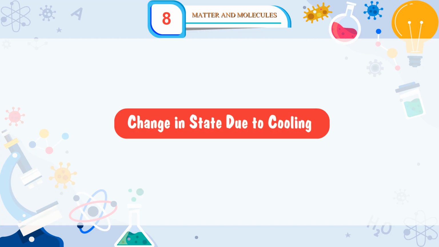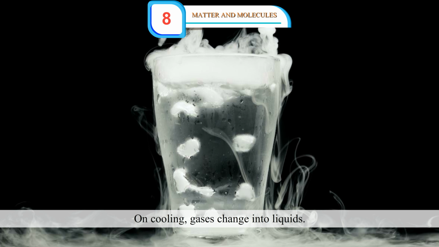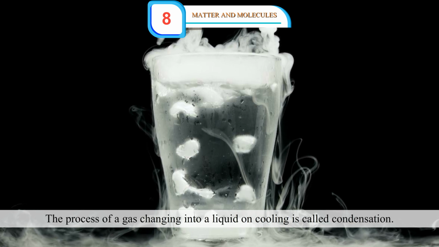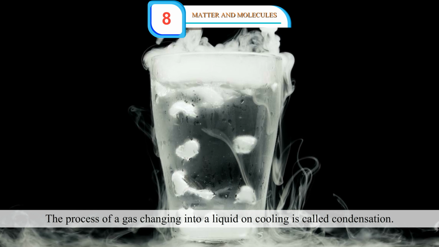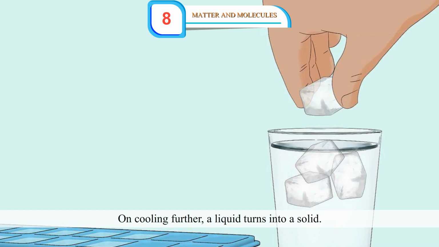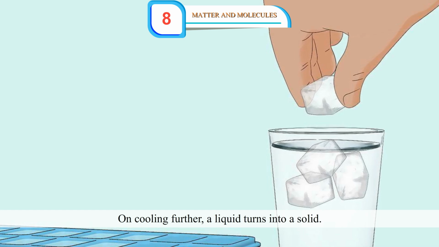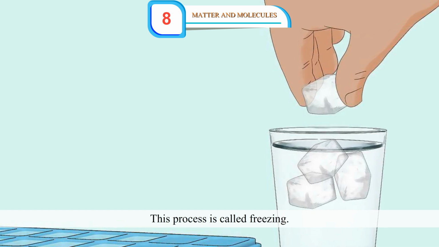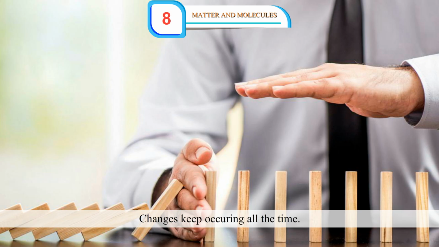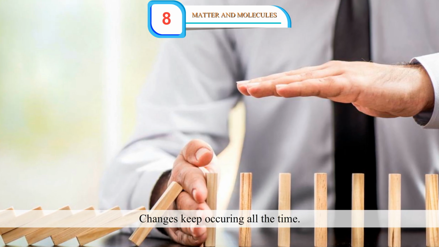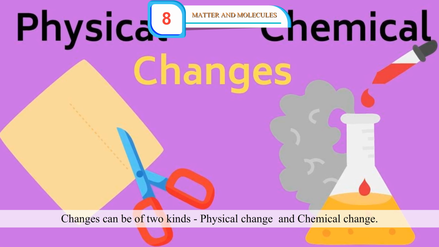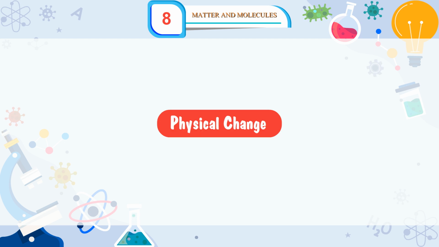Change in state due to cooling. On cooling, gases change into liquids. The process of a gas changing into a liquid on cooling is called condensation. On cooling further, a liquid turns into a solid. This process is called freezing. Kinds of changes. Changes keep occurring all the time. Changes can be of two kinds: physical change and chemical change.